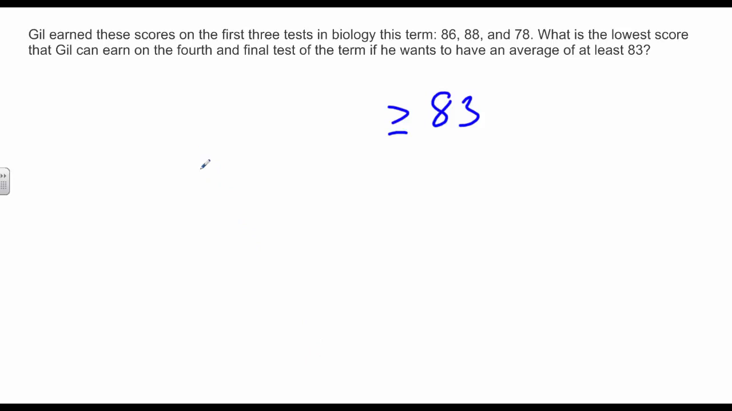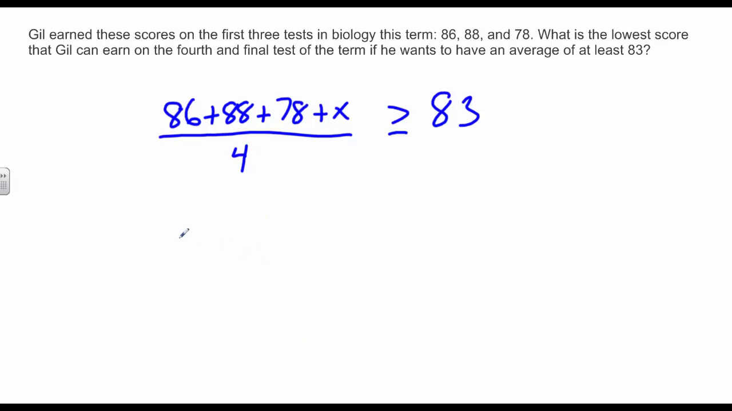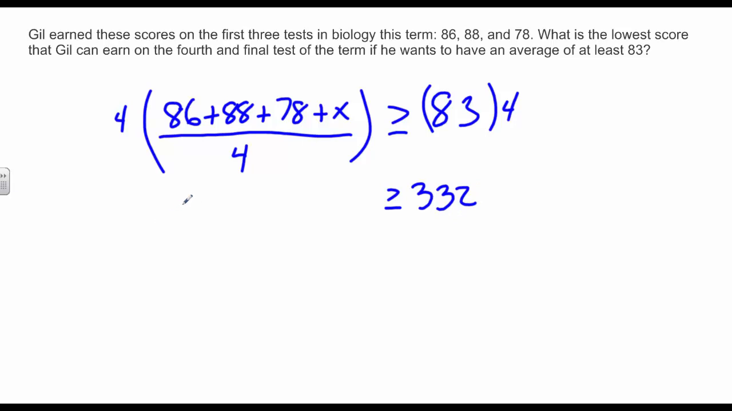Now, if we take an average, we add all the numbers up and divide by the total number of numbers. We already have 3 tests, and we're going to take a 4th. So we have 86 plus 88 plus 78 plus whatever our unknown is. That's our 4th test. If I want an average, I divide that by the total number of tests, which is 4. To solve this, I can multiply both sides by 4 first. And since I'm multiplying by 4, we don't reverse the inequality. And 83 times 4 is 332. And that leaves me with 86 plus 88 plus 78 plus x is greater than or equal to 332.